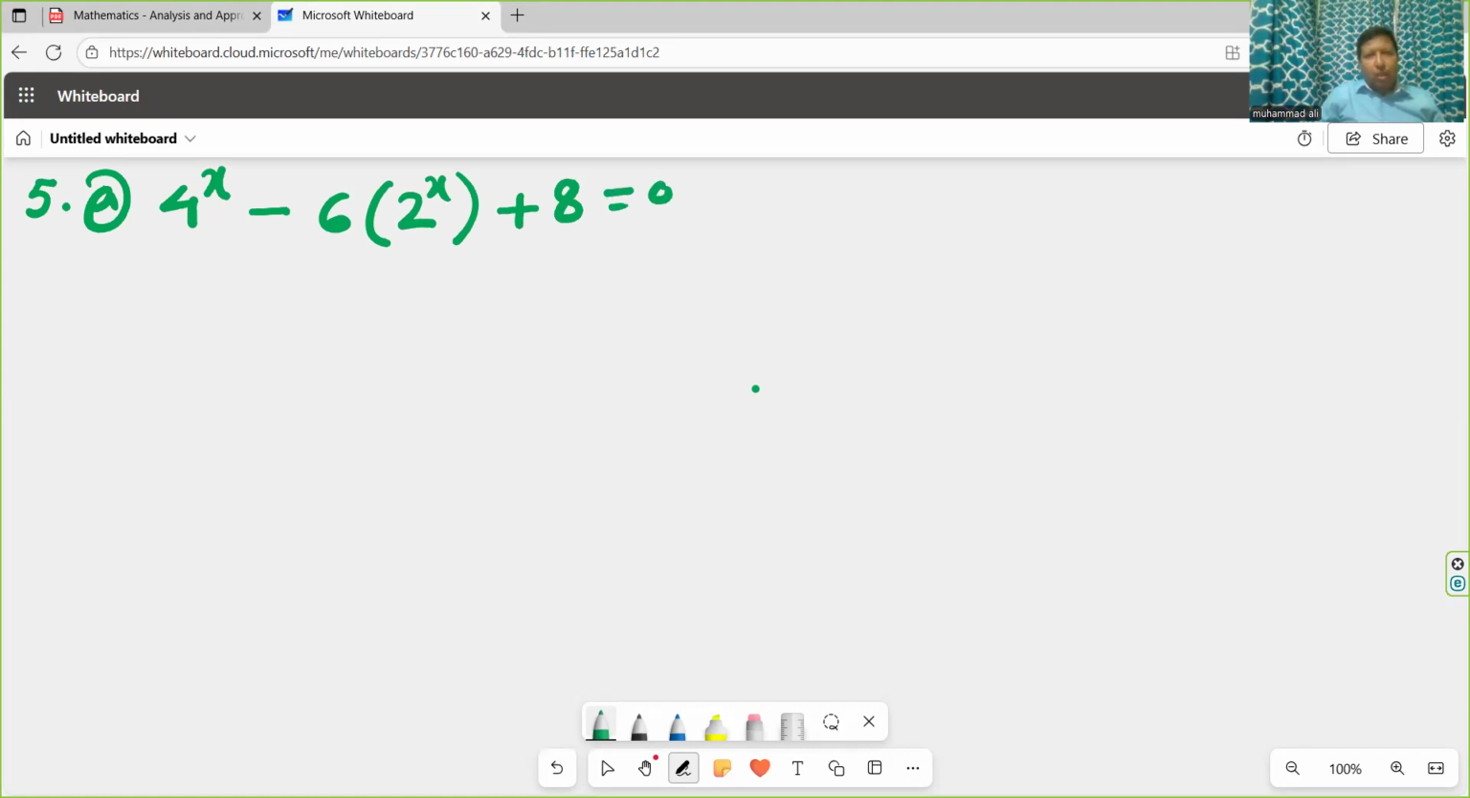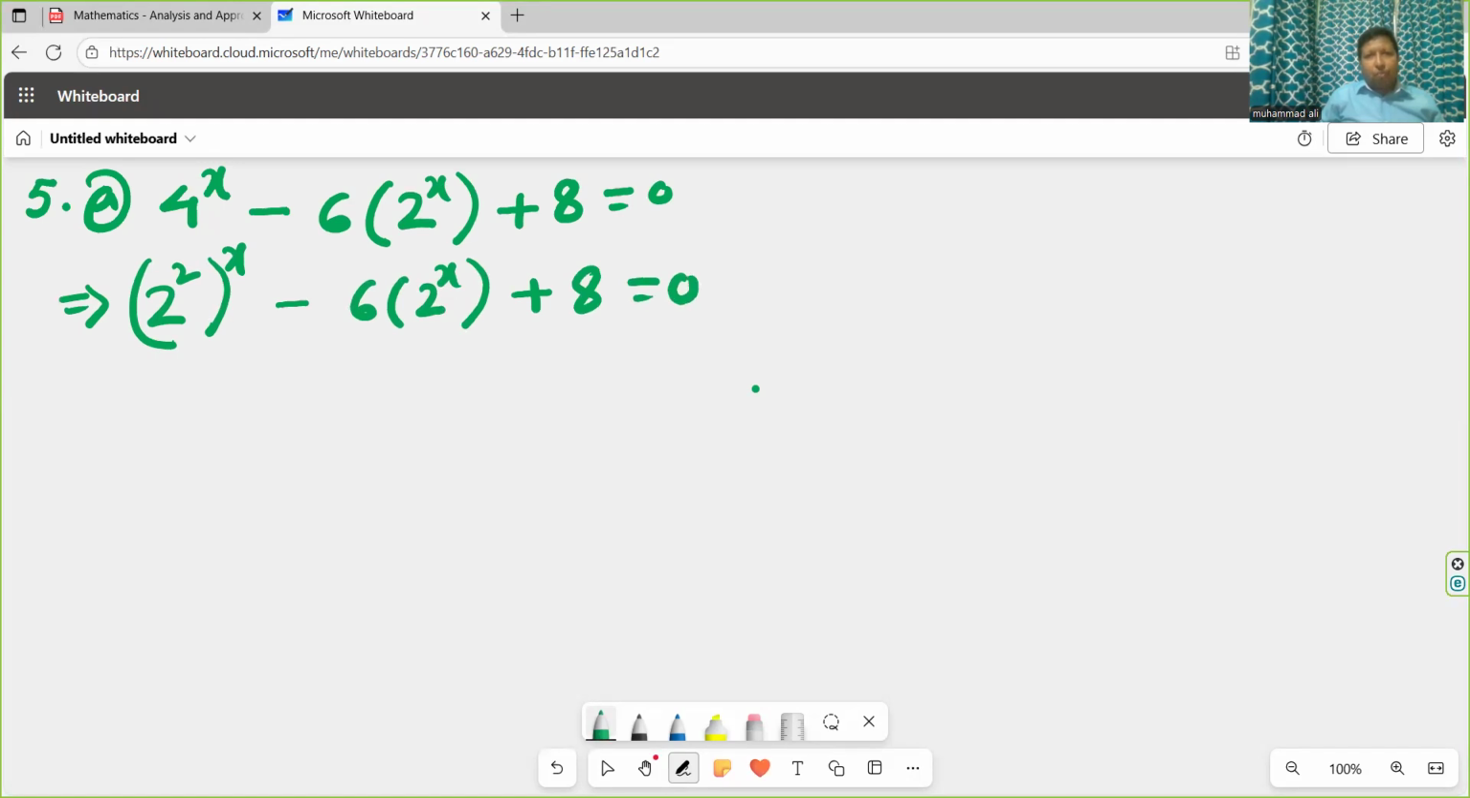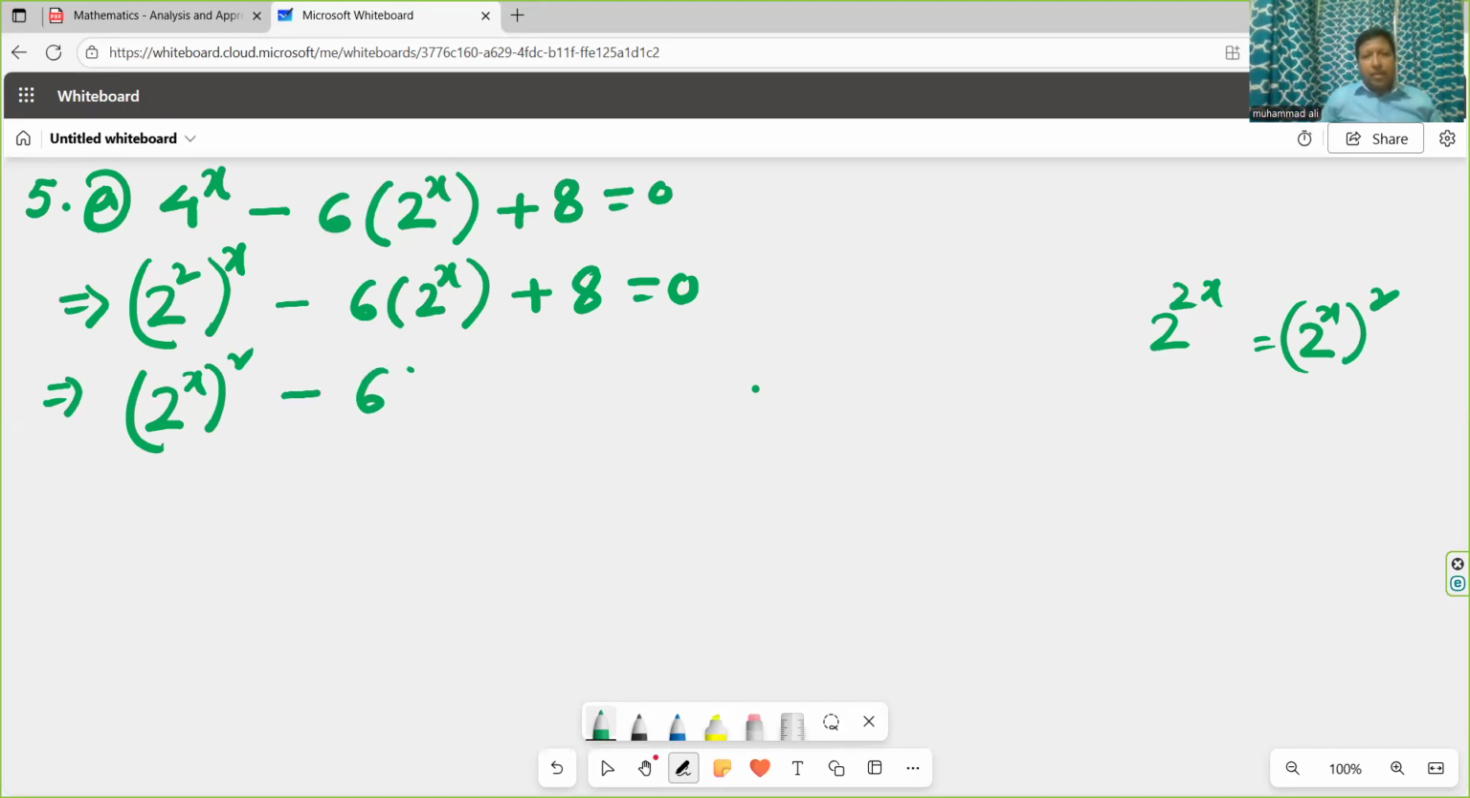4 to the power x, we can write as 2 squared to the power x, minus 6 times 2 to the power x plus 8 equals 0. Now we can write (2 to the power x) whole squared. We know that in index form, 2 to the power 2x we can write as (2 to the power x) whole squared, because both of these powers multiply each other. Minus 6 times 2 to the power x plus 8 equals 0.